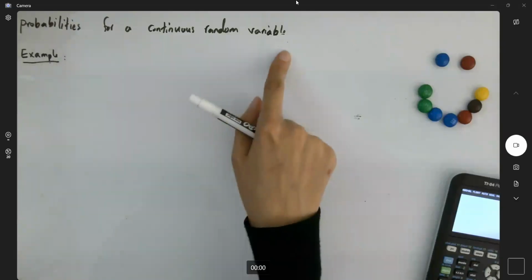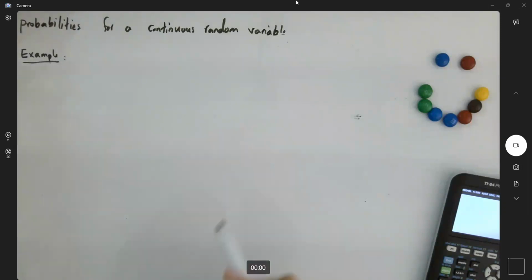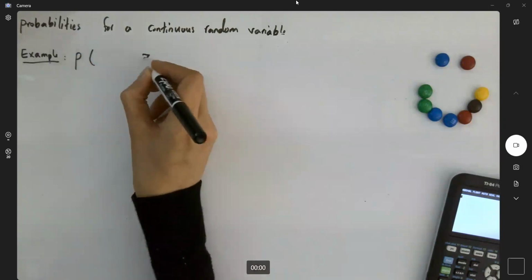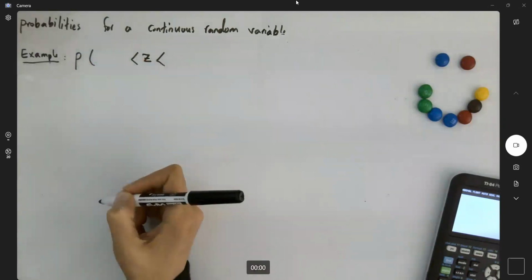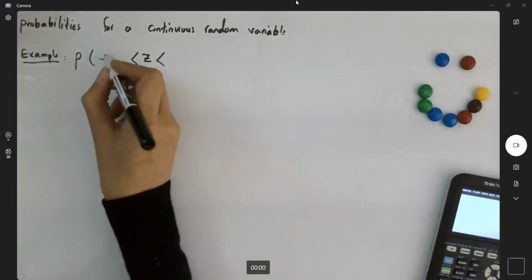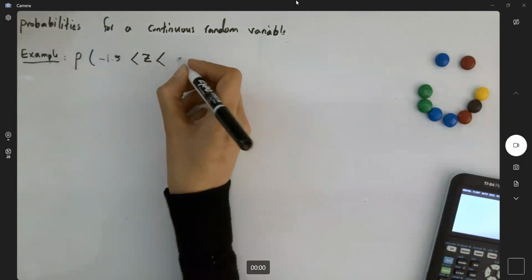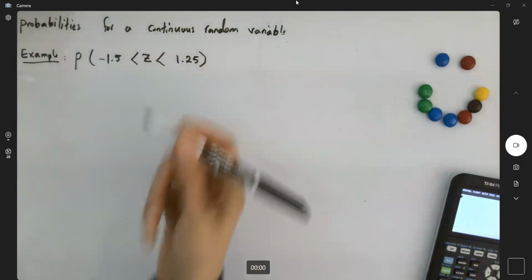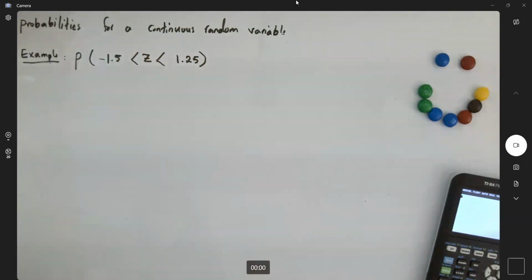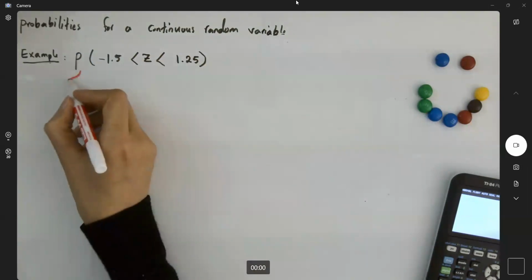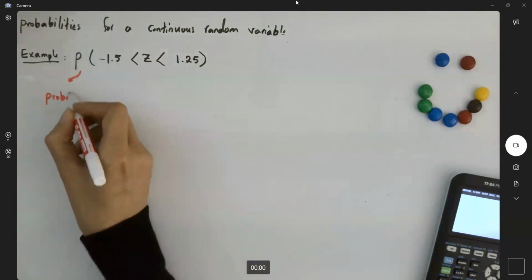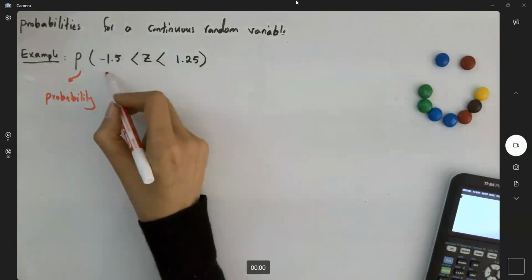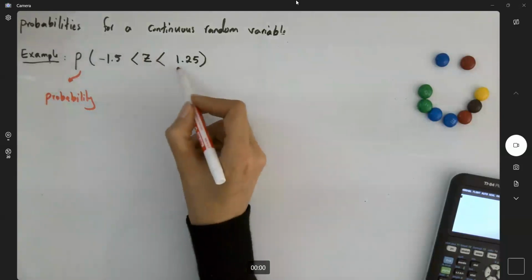Probabilities for a continuous random variable. Example. In this example, the question says, find the probability that z is bounded between two numbers, negative 1.5 and 1.25. So first of all, what's the meaning of that? We are finding the probability that your z-score is larger than negative 1.5 and less than 1.25.